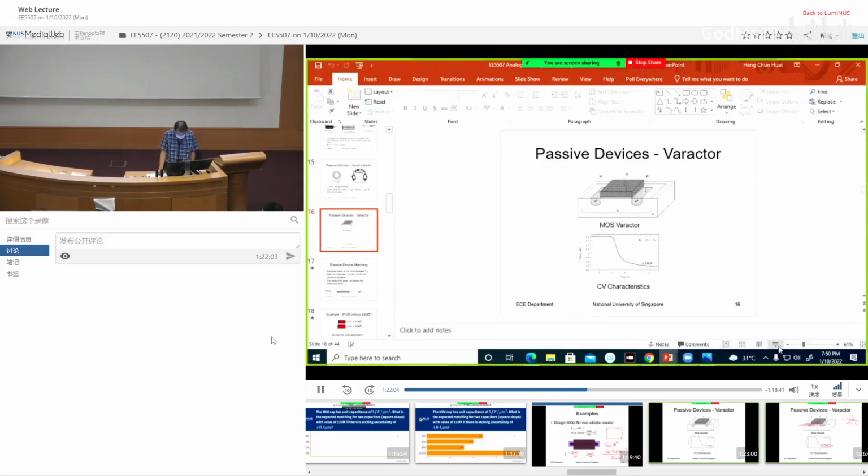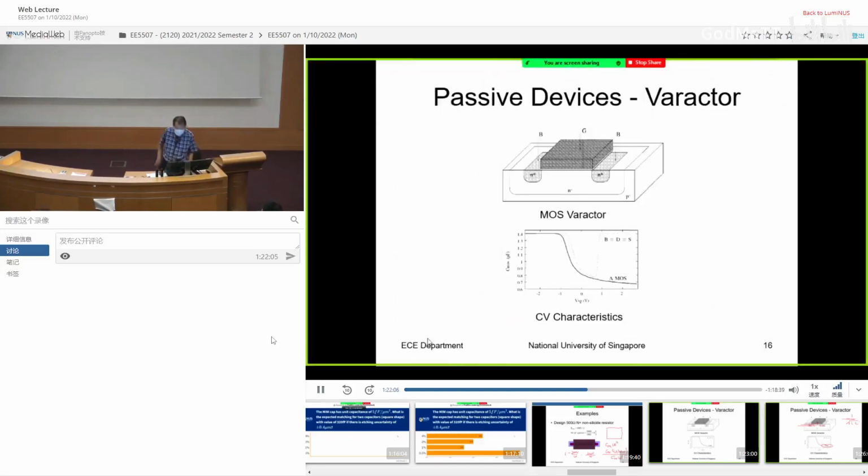Okay, let's go back to the lecture. So we have covered many passive components. This is another one, varactor, variable capacitor. In fact, it is a MOSFET. If you have studied the MOS devices, when they start the device description, they will tell you a MOS device is a MOS capacitor.